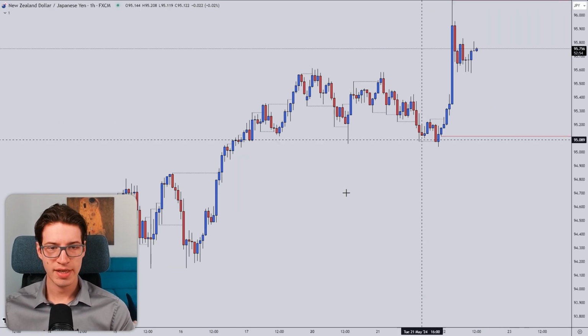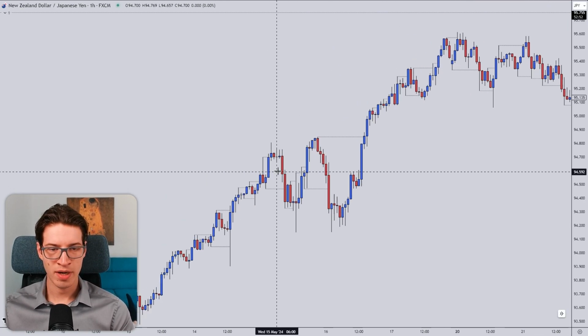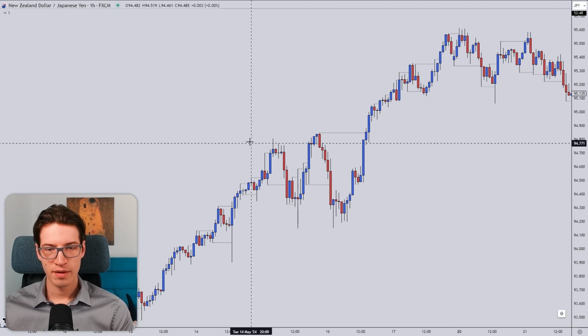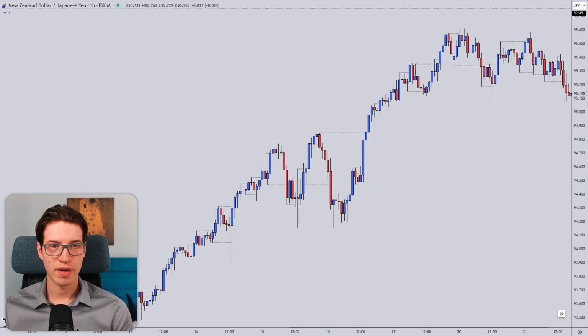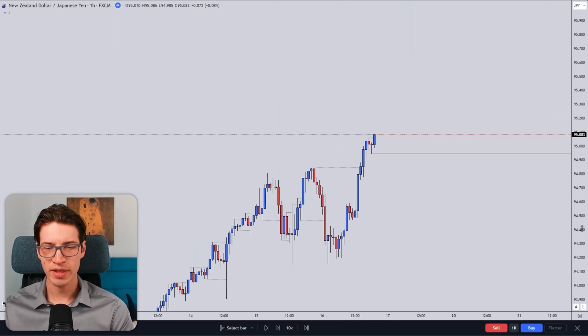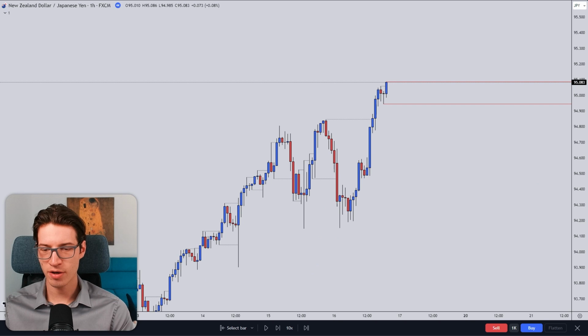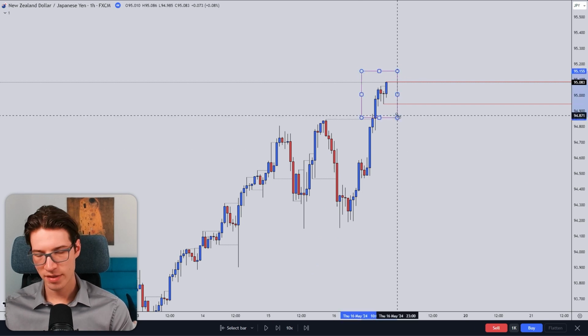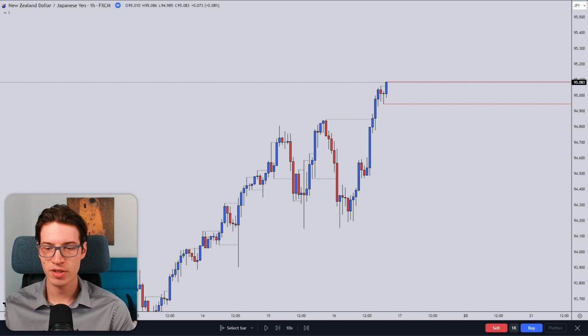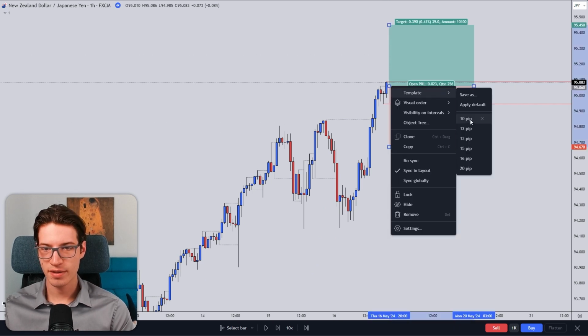New Zealand Japanese Yen last Wednesday was around here. Price was very flat, very range bound. I know some people took a buy setup, a break and retest buy setup here. They saw some momentum. They saw one candle pullback, no selling pressure, break of the high, nice clean close. They got in with a break and retest entry like this.